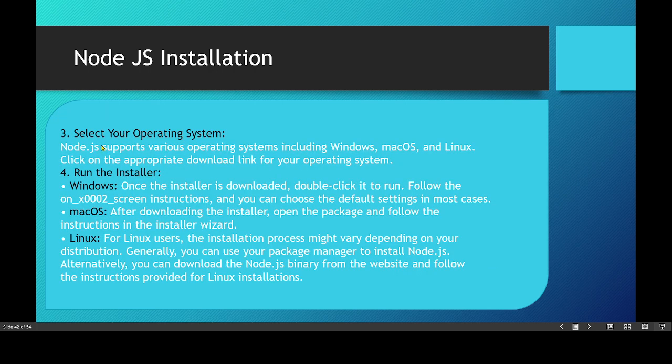Coming to the third step, select your operating system. Node.js supports various operating systems as mentioned in the previous image, including Windows, Mac OS, and Linux. Click on the appropriate download link for your operating system. Run the installer, whether Windows, Mac OS, or Linux, whatever you want.